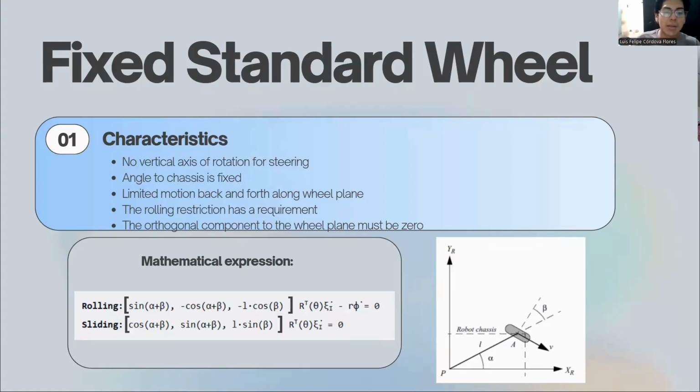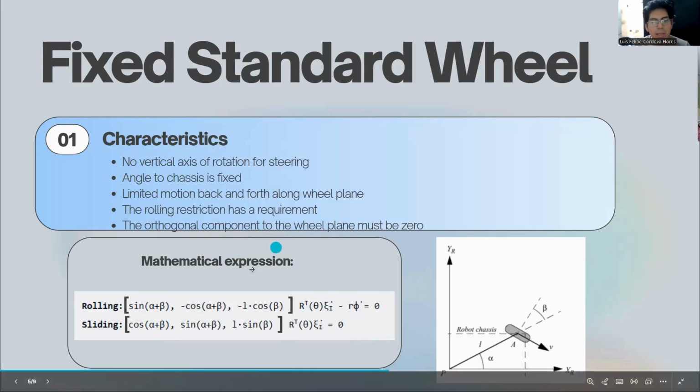Well, the fixed standard wheel has some characteristics. First of all, this type of wheel has no vertical axis of rotation. As a result, the angle of the chassis with regard to the wheel is fixed, and the motion is limited to back and forth along the wheel plane. Also, the rolling constraint requires that all motion along the wheel plane must be accompanied by the appropriate amount of wheel spin, and the sliding constraint demands that the component orthogonal to the wheel plane must be zero. We can see the mathematical expression in this place and a diagram right here.